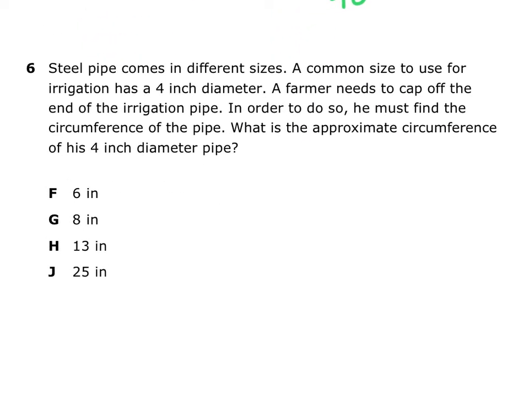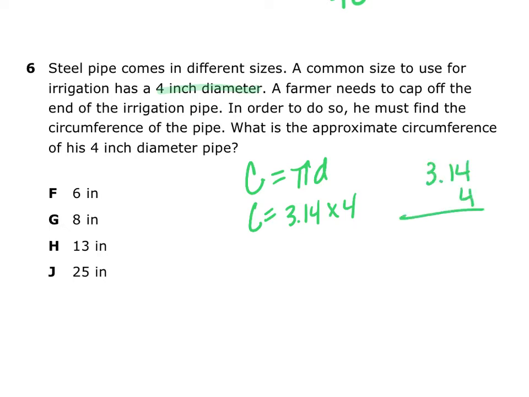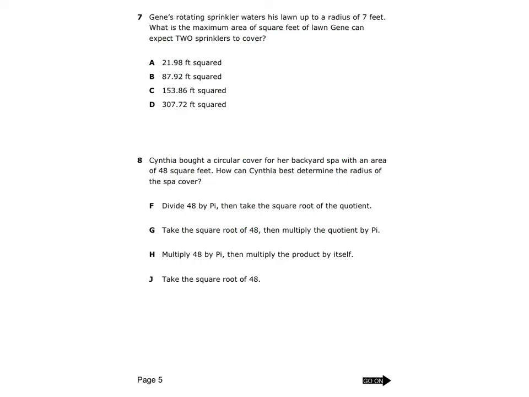Steel pipe comes in different sizes. A common use for irrigation pipe has a 4-inch diameter. A farmer needs to cap off the end of the irrigation pipe. In order to do so, he must find the circumference of the circle. So we're looking for C equals pi d. So we got C equals 3.14 times 4. So if we multiply that, we get 12.56, and it says approximate, so we're going to round up. Okay, number 7.